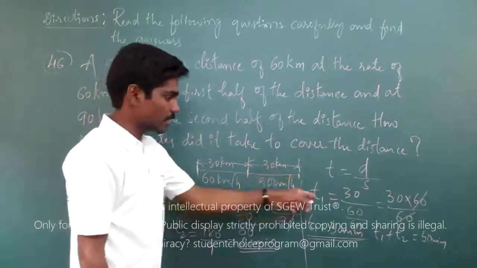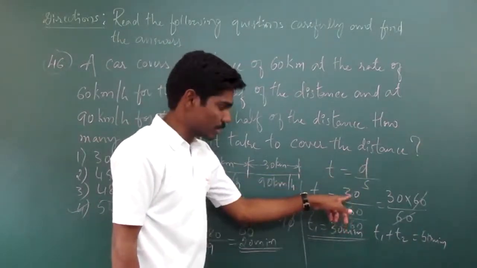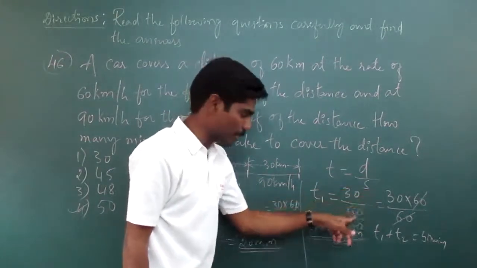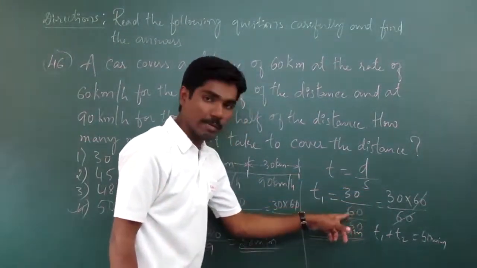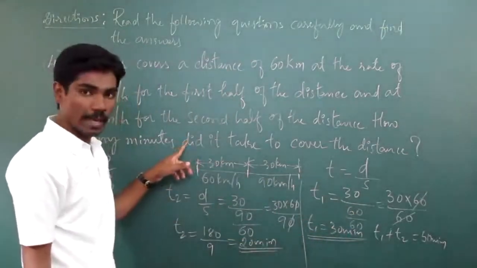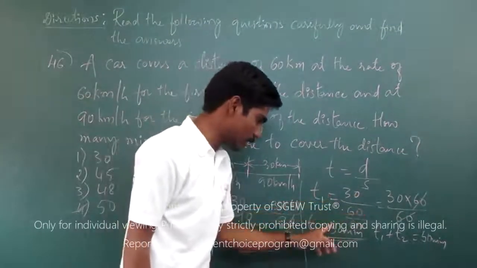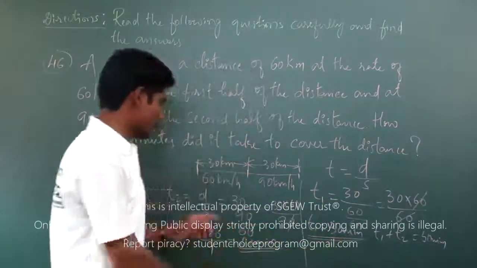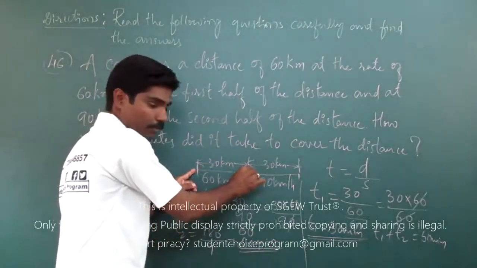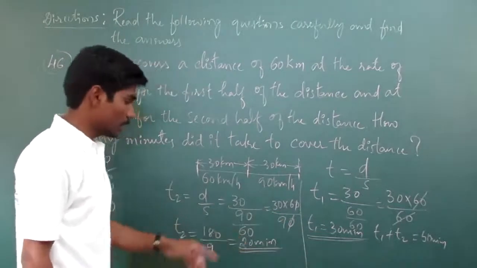That I will consider as T1. T1 is equal to nothing but distance by speed. What is the distance? 30 km we are covering at the rate of 60 km per hour. That means 30 divided by 60. Hour I am converting in terms of minutes because in the question they have asked us to calculate time in terms of minutes. Now what will I get for T1? If I solve this, I will get T1 as 30 minutes. That means to come from here to here, I require 30 minutes.